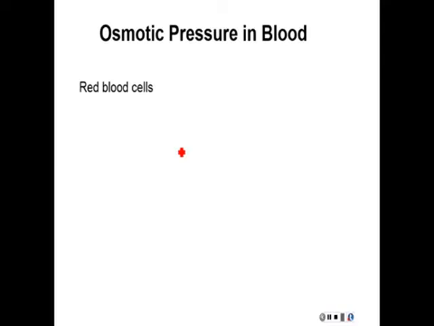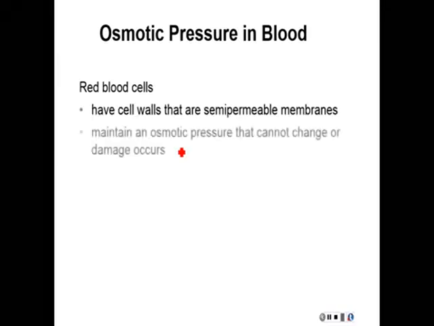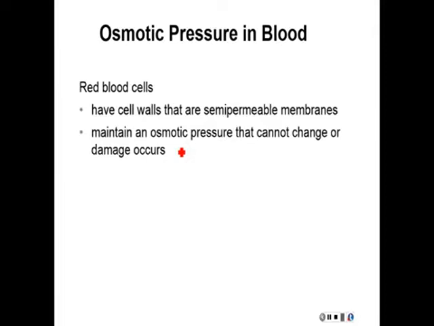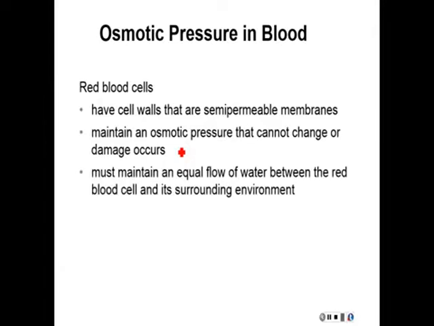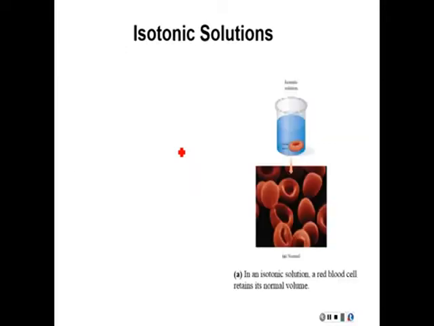Okay. Osmotic pressure in blood. Red blood cells have cell walls that are semi-permeable membranes. They maintain an osmotic pressure that cannot change or damage occurs. Right? They must maintain an equal flow of water between the red blood cell and its surrounding environment. So we have 3 different types of solutions here. We have isotonic solutions. So here's an example. We see our red blood cells.